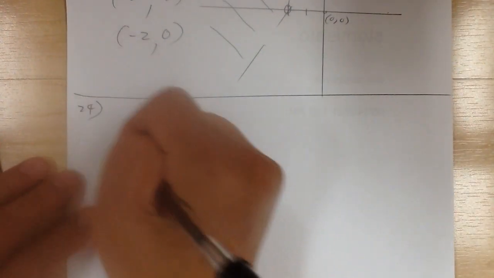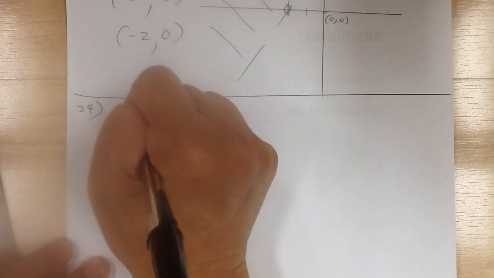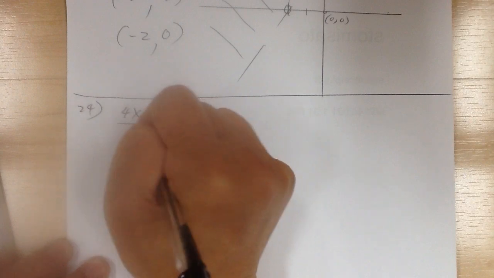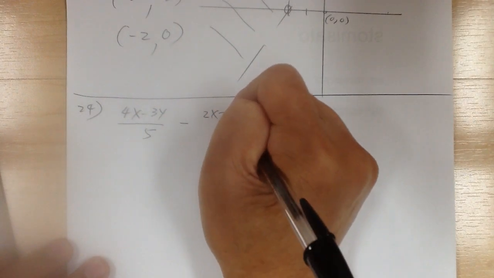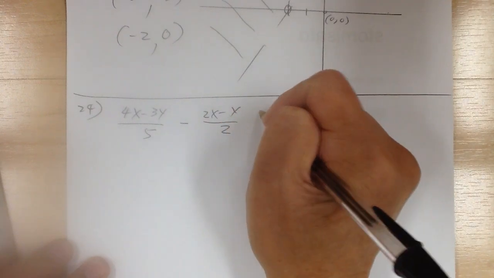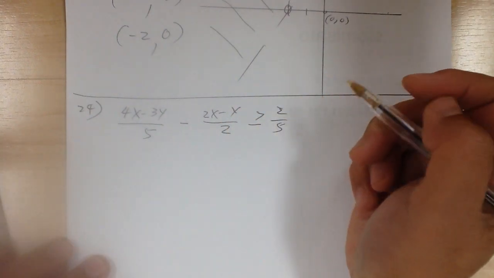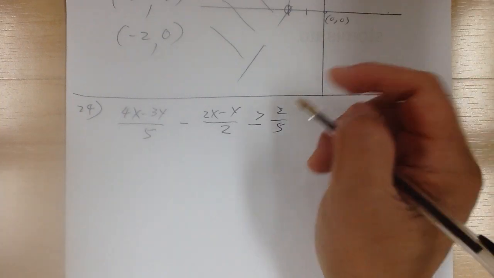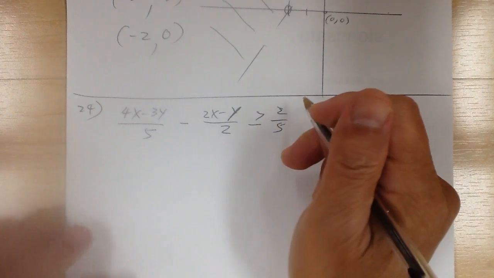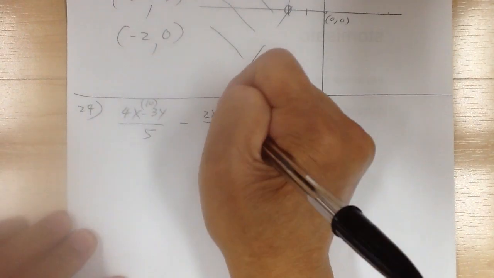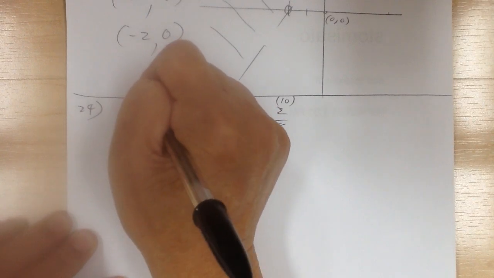Okay, 24. You've got 4x minus 3y over 5 minus 2x minus y over 2 greater than or equal to 2 over 5. This one is a bit messy, so let's get rid of the fractions and solve. Multiply by the LCD, so multiply by 10. When you cancel, you get 2.